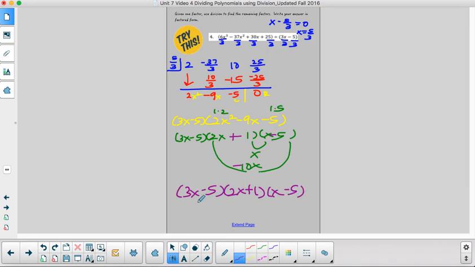Another thing I want to point out is if you wrote, I don't know, x minus 5, 2x plus 1, write it in a different order, does it matter? No. As long as what's inside the parentheses is the same, then it's totally fine. So this is my final answer for number 4.